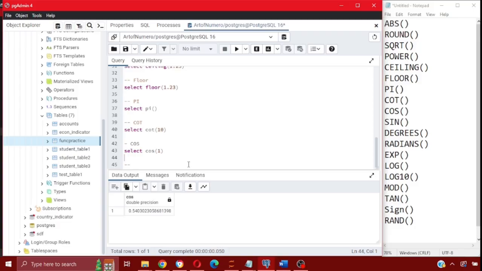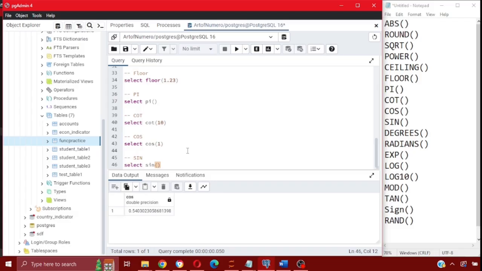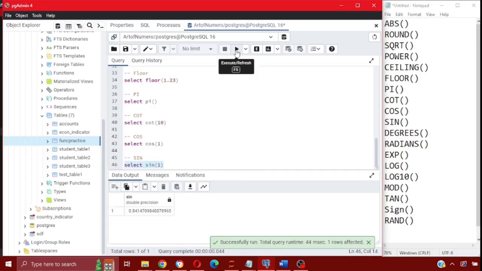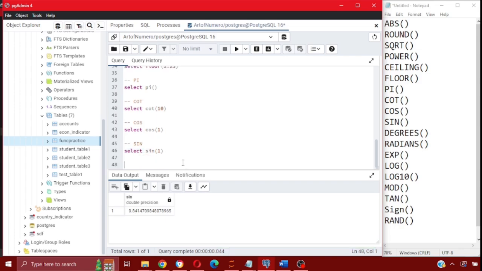So this next one is sine. Oops, I forgot to put this. Then is sine. To get the sine, it's pretty much the same way that you apply any function, which is select the name of the function and then the argument. So sine is going to be the same way. Let's say the sine of 0, or the sine of 1, is going to give you 0.8114. So let's see the next one.